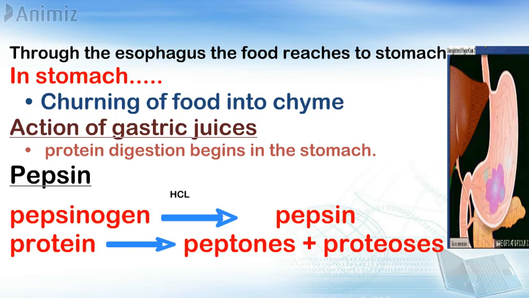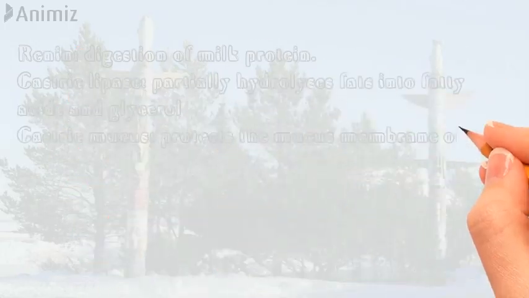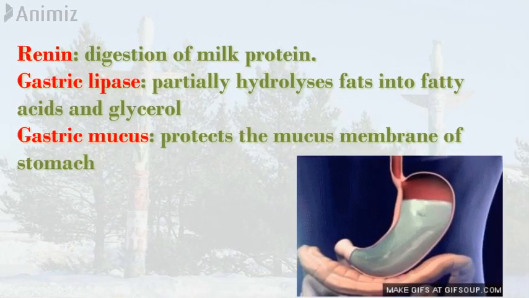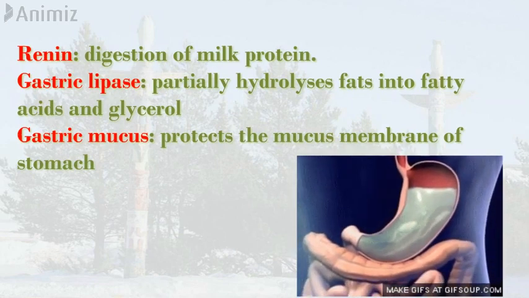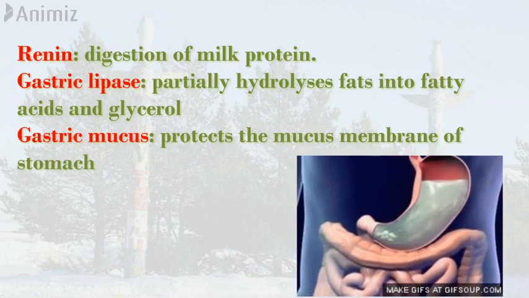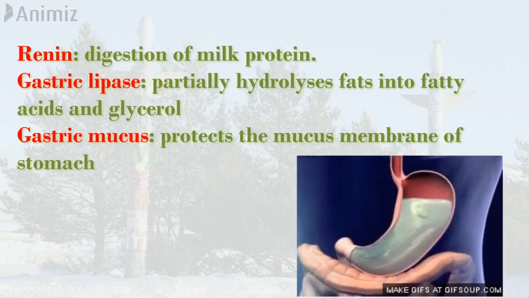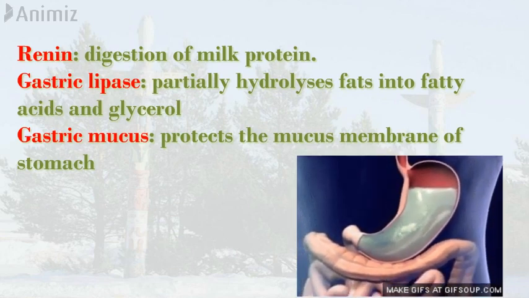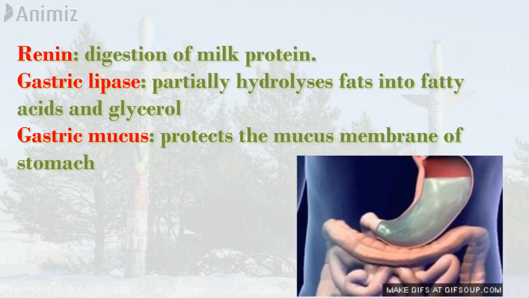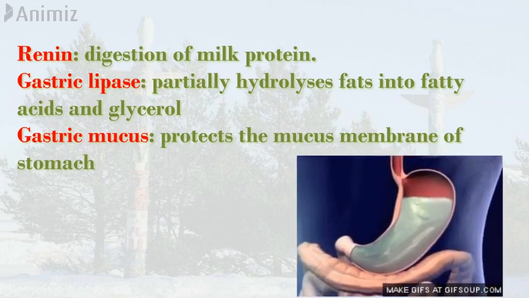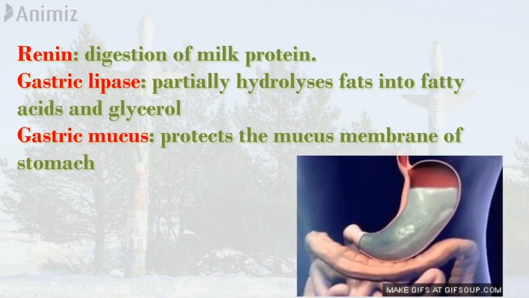Another important enzyme is renin. It helps in the digestion of the milk protein casein. Gastric lipase partially hydrolyzes fats into fatty acids and glycerol. Gastric mucus protects the mucous membrane of the stomach from the HCl.